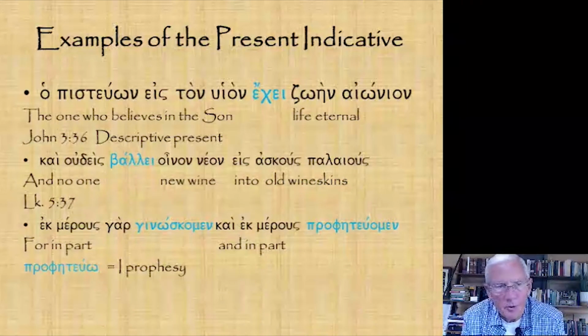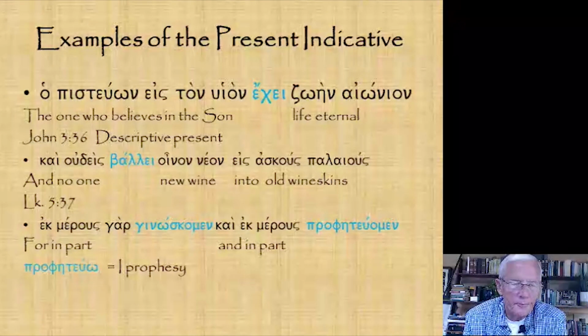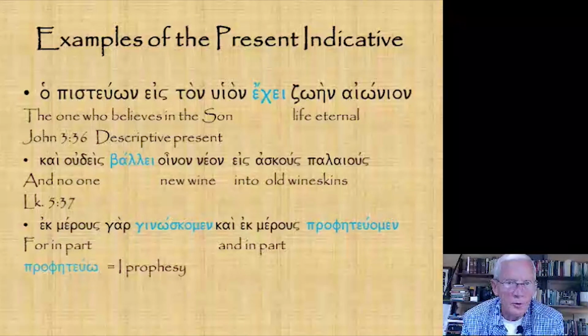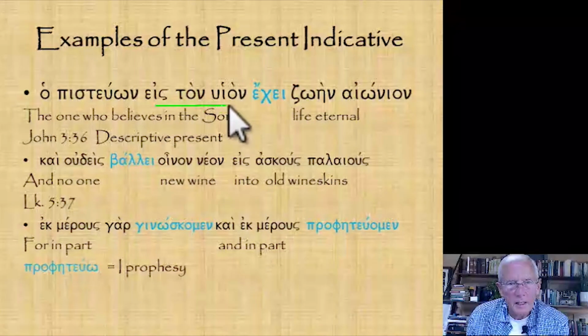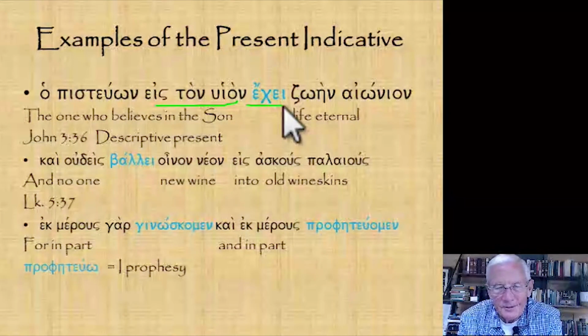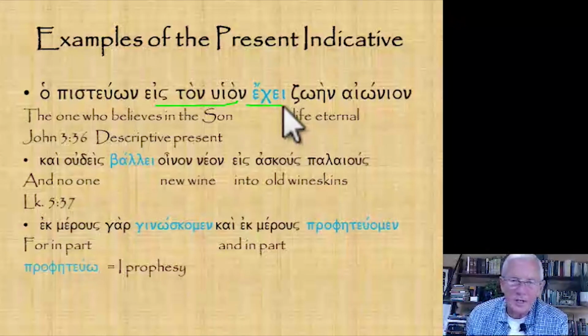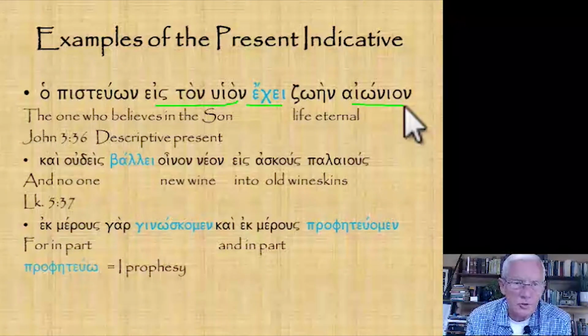And finally, we have a couple more verses. This is from John 3:36. Let's pronounce it together. Ho pisteuon eis ton huion echei zoen aionion. Ho pisteuon is a participle, the one who believes. Eis ton huion, in the Son, and then we have the verb echei. Present active indicative, third person singular. Has, continues to have. Zoen means life, and aionion is eternal.